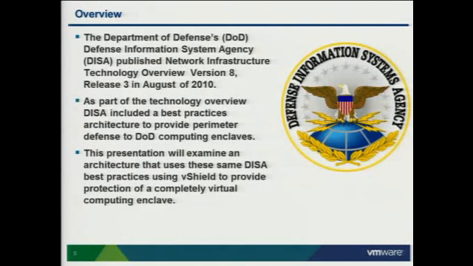DISA, back in August of 2010, released a document called the Network Infrastructure Technology Overview. Okay? And as part of this overview, DISA included a best practices architecture to provide perimeter defense for an enclave. So what they did is basically say, okay, if you're going to stand up a compute center, and you're going to attach it to the NIPR, this is how we recommend you secure it. So what I'm going to do is look at that reference and then tie that back into our vShield product and do that in a totally virtual environment.